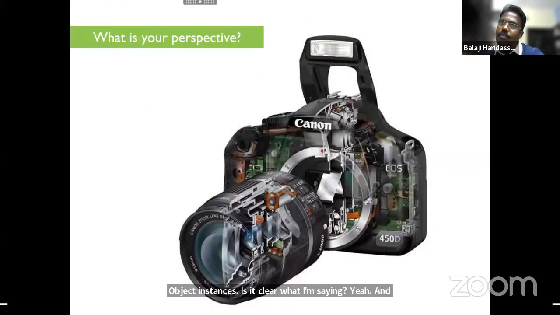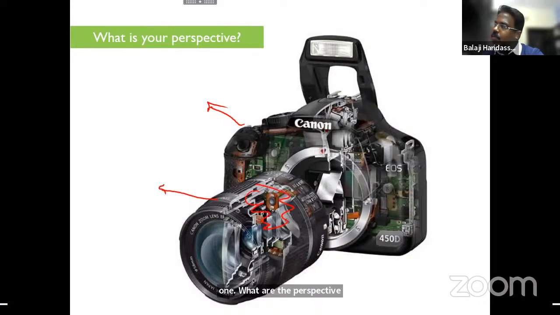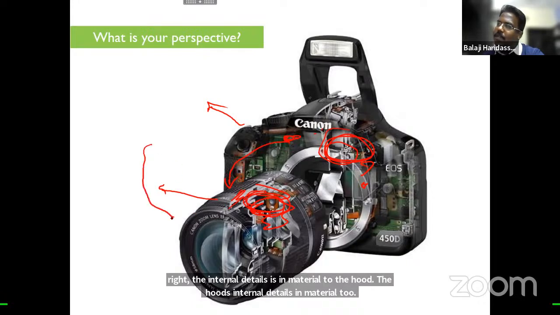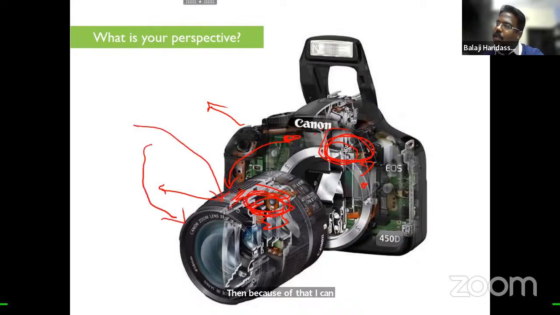Again, I'm going to show this repeatedly so that you have a clear perspective of design and its advantages. What is the perspective? You see this one, you see this one. Do you think the lens manufacturer needs to worry about the hood manufacturing? Or the hood manufacturer should worry about lens manufacturing? No, right? The internal details are immaterial to the hood. The hood's internal details are immaterial to the lens. Because of that, I can replace a lens with another lens.